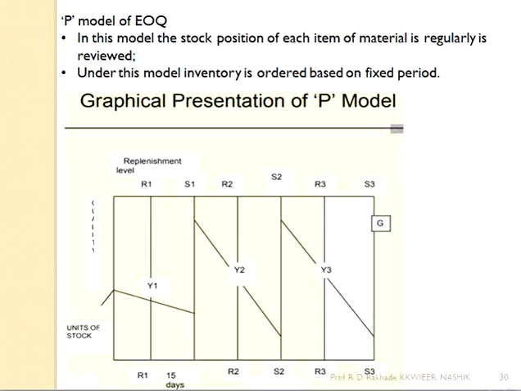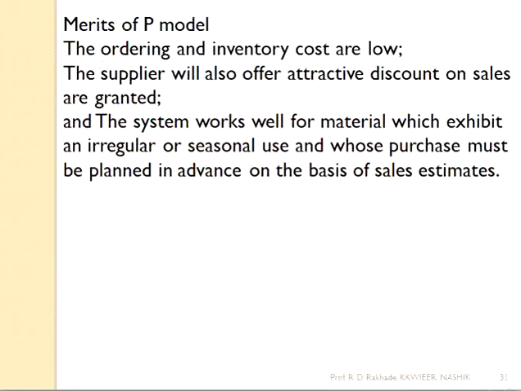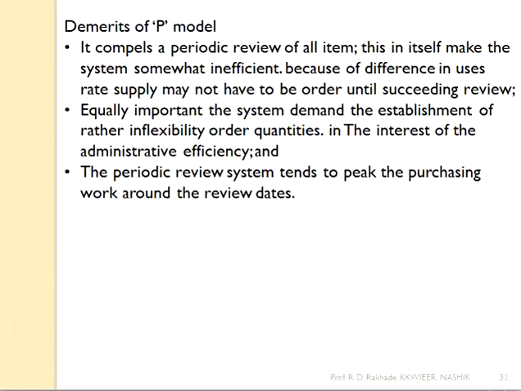Then the P model of EOQ. In this model the stock position of each item of material is regularly reviewed only, which means there is no fixed quantity for ordering. Under this model, inventory is ordered at a fixed period on the basis of review. The merits of the P model: the ordering and inventory costs are low and the supplier will also offer attractive discounts as sales are guaranteed. The system works well for materials which exhibit irregular or seasonal use and whose purchase must be planned in advance on the basis of sales estimates.